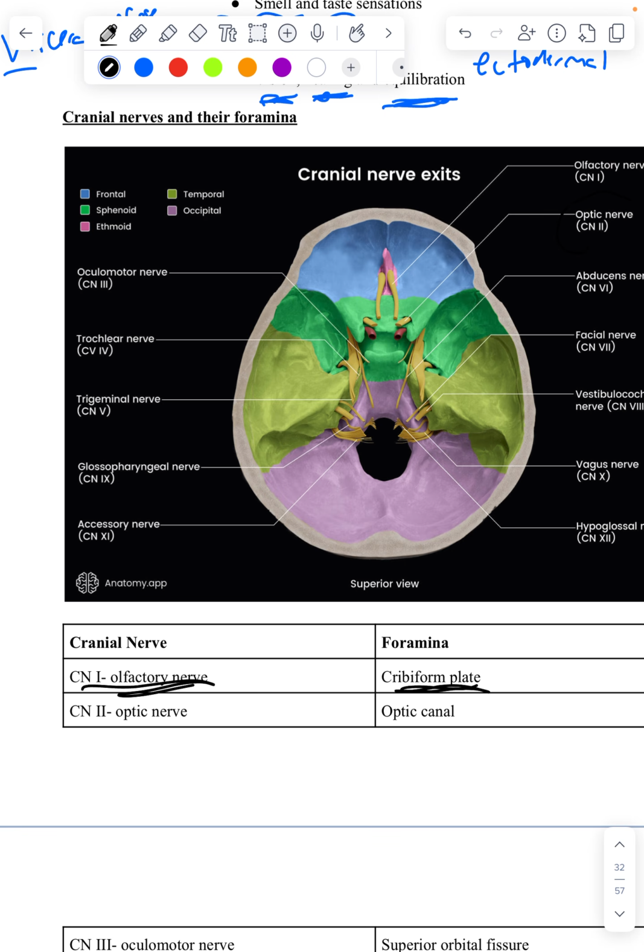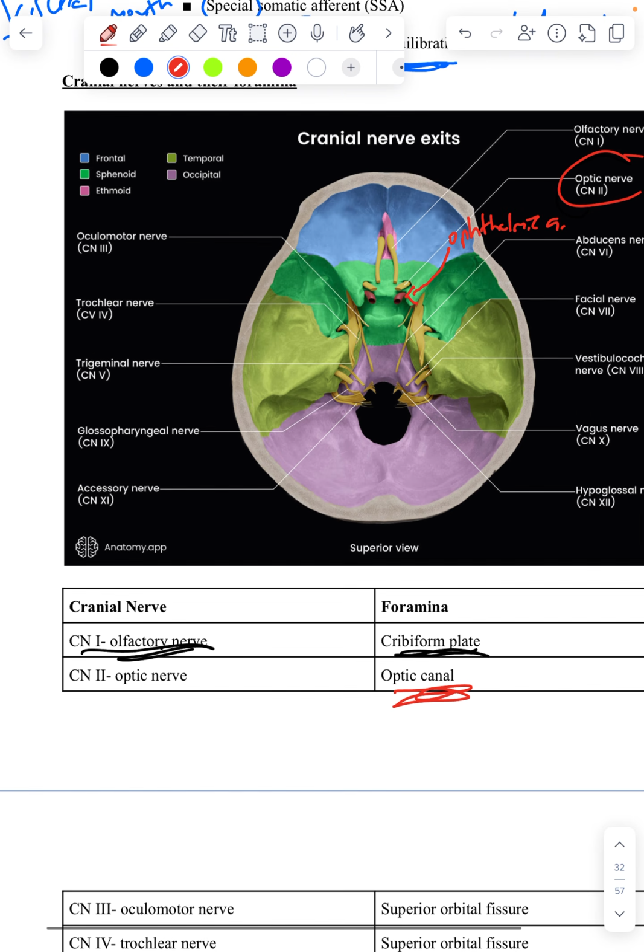Cranial nerve 2, oh my god, this color choice is awful. Optic nerve goes through the optic canal. You also see an artery going through there as well. That's your ophthalmic. I don't know who decided to put an H in ophthalmic, but that's your ophthalmic artery.